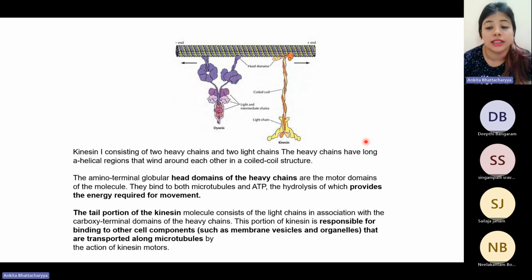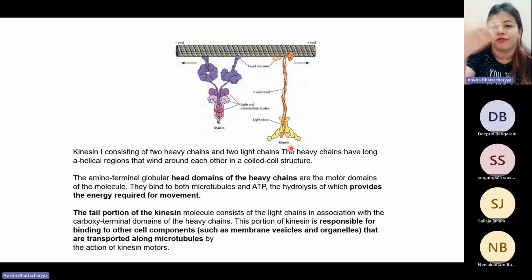On the other hand, the tail portion of the kinesin molecule consists of the light chains, which are associated with the C-terminal domains of the heavy chain, and this is responsible for binding to other components. Just to clarify, what is attached to the microtubule is the head domain. What is far away from it is the tail domain, and that is where it carries the cargo. Think of it as a person carrying something on their head. The cargo is carried on the head of these molecular motors while they are walking on the microtubule.